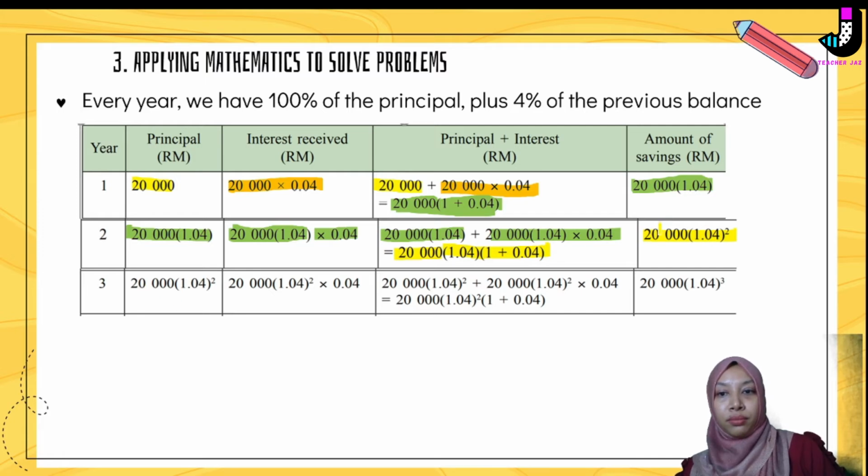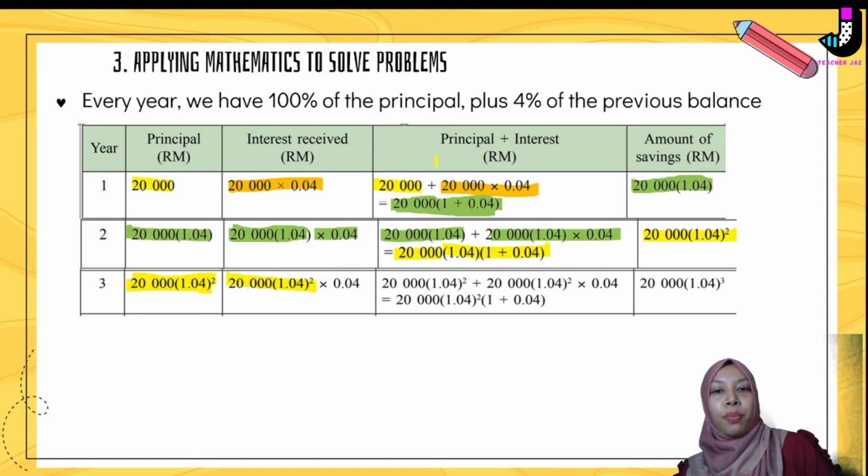Okay, here this is the total amount of savings at the end of the second year. So itulah yang bawa ke tahun ketiga ni. So this is the principal. Okay, so how much will you receive for the interest? Of course, the principal multiplied by 0.04. This is the principal times 0.04.